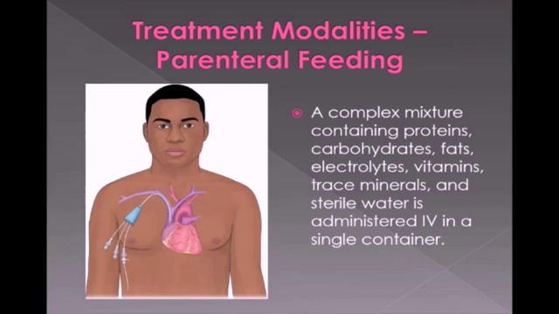It's a complex mixture. It has proteins, carbs, fats, electrolytes, vitamins, trace minerals, sterile water, sometimes some insulins in there. But it's all mixed together in a single container, and it is administered via the IV route. Generally, it is administered through a central line, and that just has to do with the concentration of carbs in the formula. It is not tolerated well in a peripheral line. Generally, we're looking at a PICC line or some sort of central line.